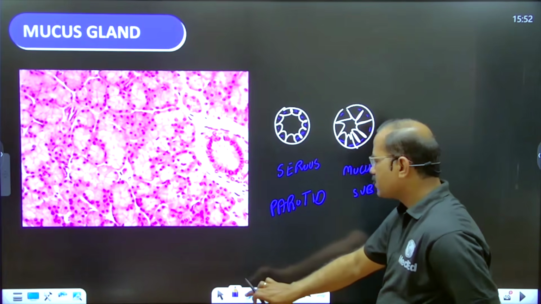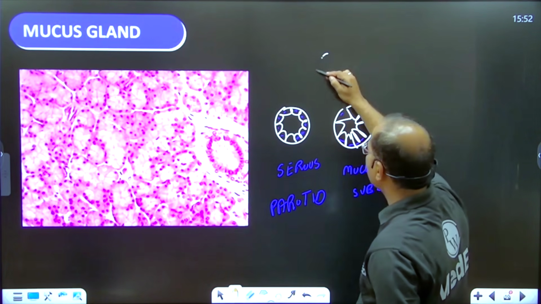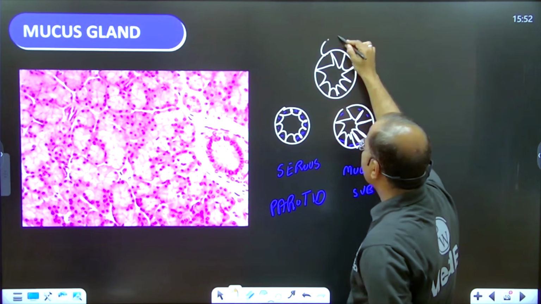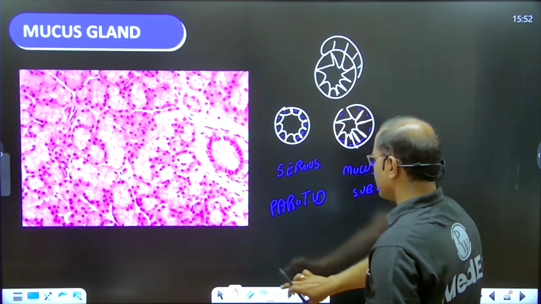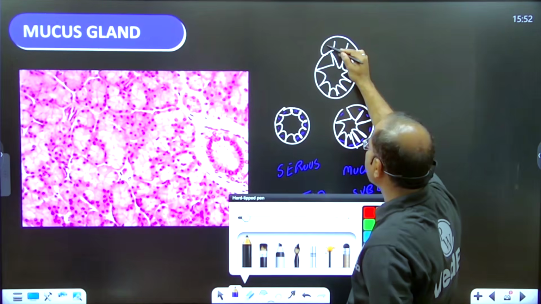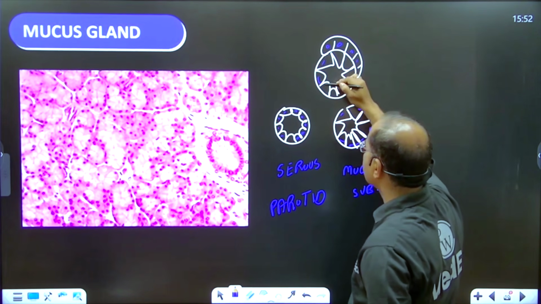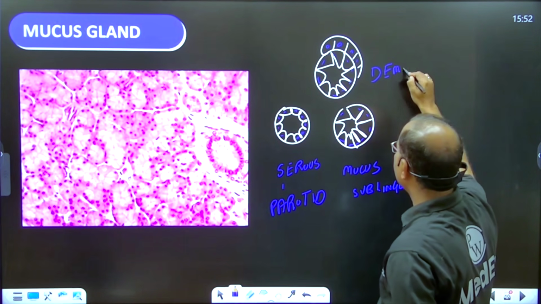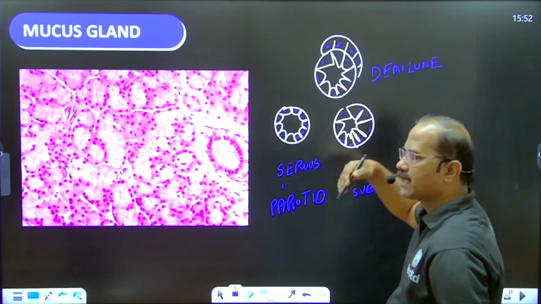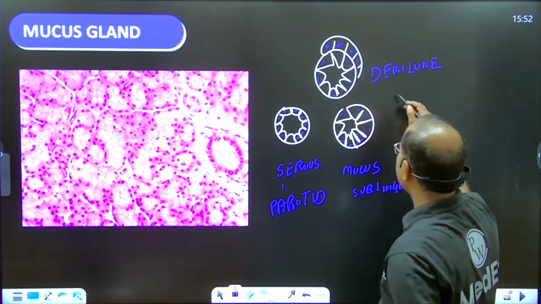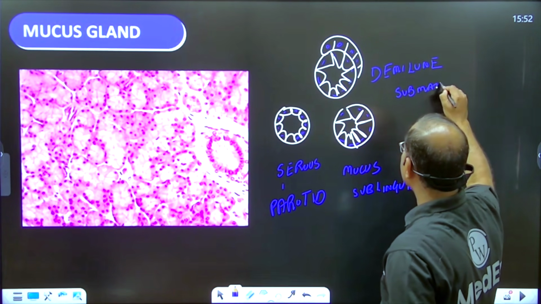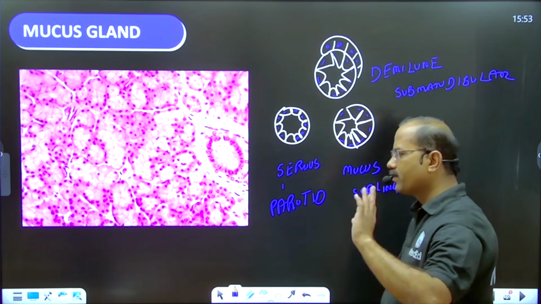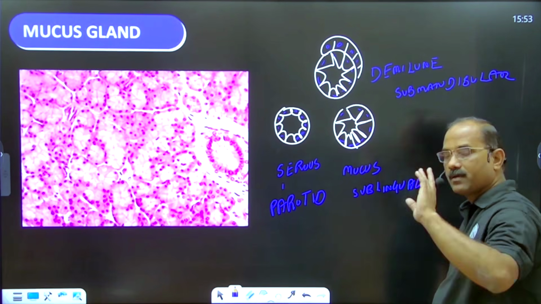Mixed gland. Or sometimes you may have a gland like this. You can have a mucus acinus. Look, that's a mucus acinus, and sitting on the mucus acinus is a serous acinus like this. This is known as a demilune. And demilune is a characteristic of a mixed salivary gland. Mixed salivary gland example is submandibular gland. Clear? So this is just to tell you what is a serous acinus, a mucus acinus, and a mixed salivary gland.